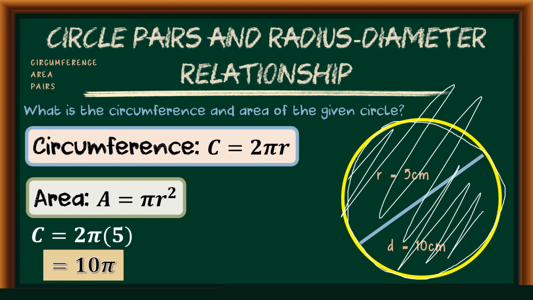Next, what is the area? Again, area is pi r squared, and our r is 5. So, we have 5 squared, we have 25 pi units squared. Okay? Later, magagamit natin siya sa area of a sector at saka arc length.